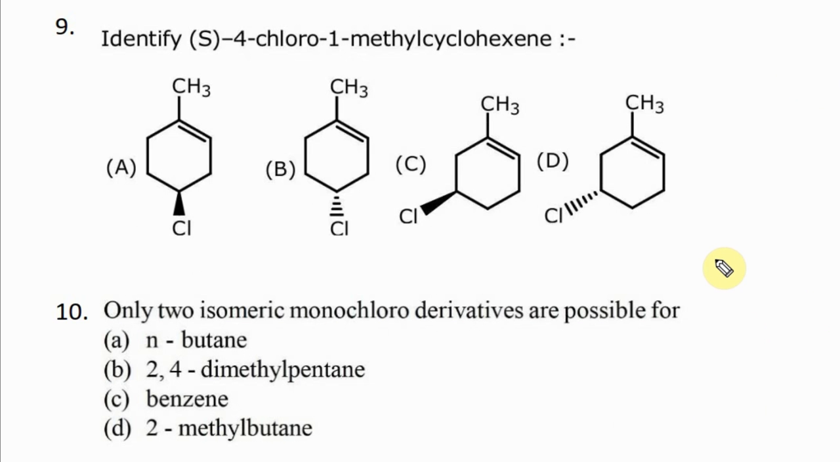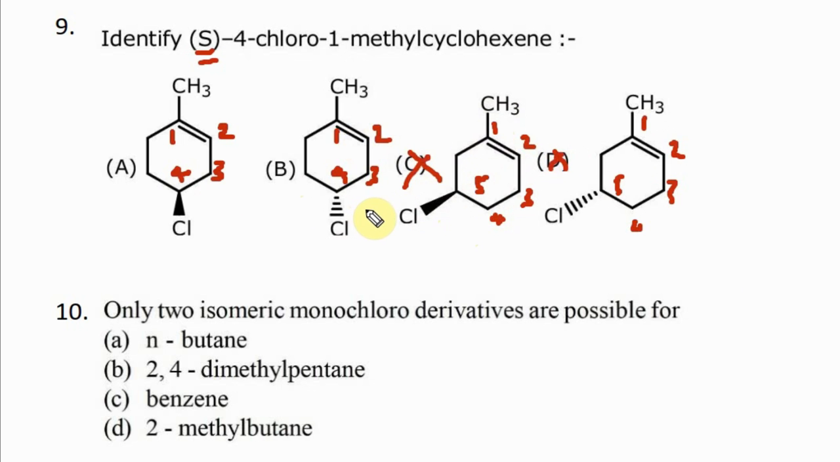Alright, question number 9. Identify S-4-chloro-1-methyl cyclohexene. The first thing you have to do here is not worry about S. Look at 4-chloro 1-methyl. So this is 1, 2, 3, 4, 5. Now I don't number it this way. We want to give 1, 2 to the double bond, and also chlorine and methyl are the same, because chlorine is only a prefix. So you don't give preference to chlorine here. So these two are wrong.